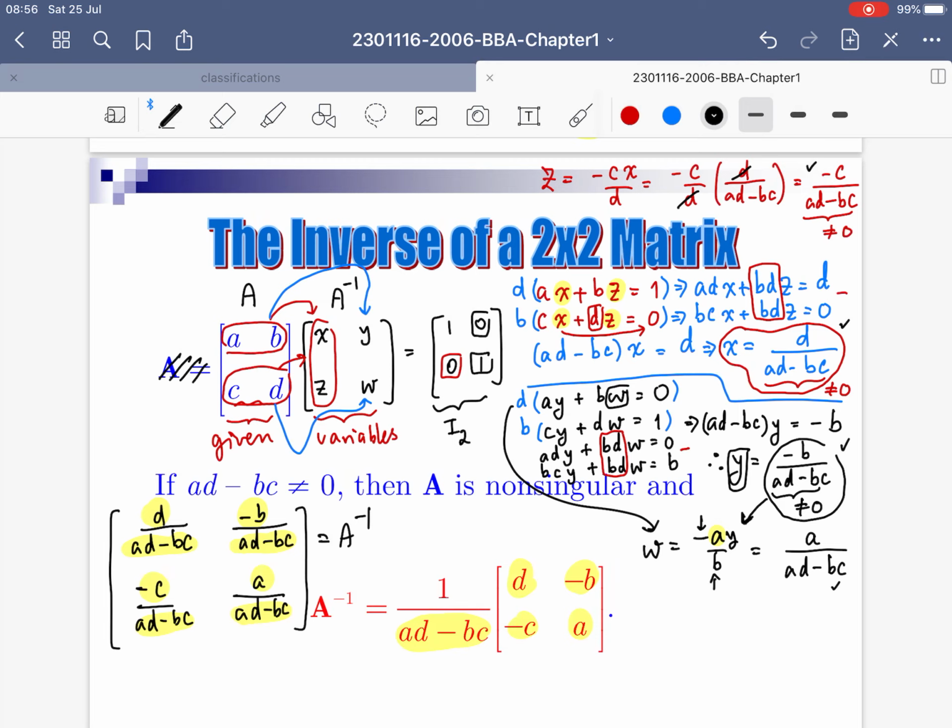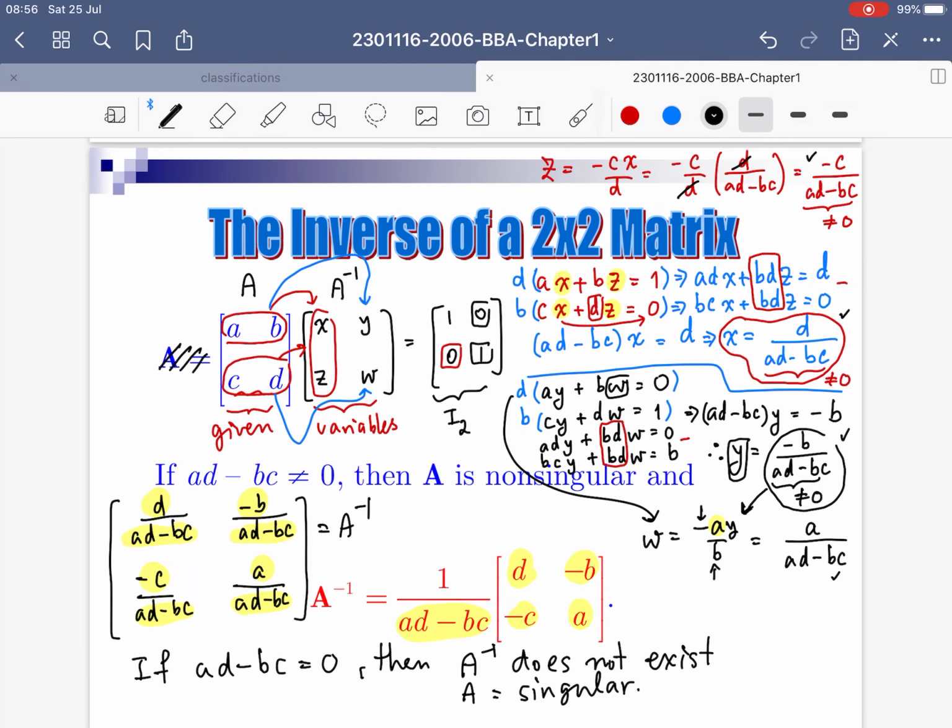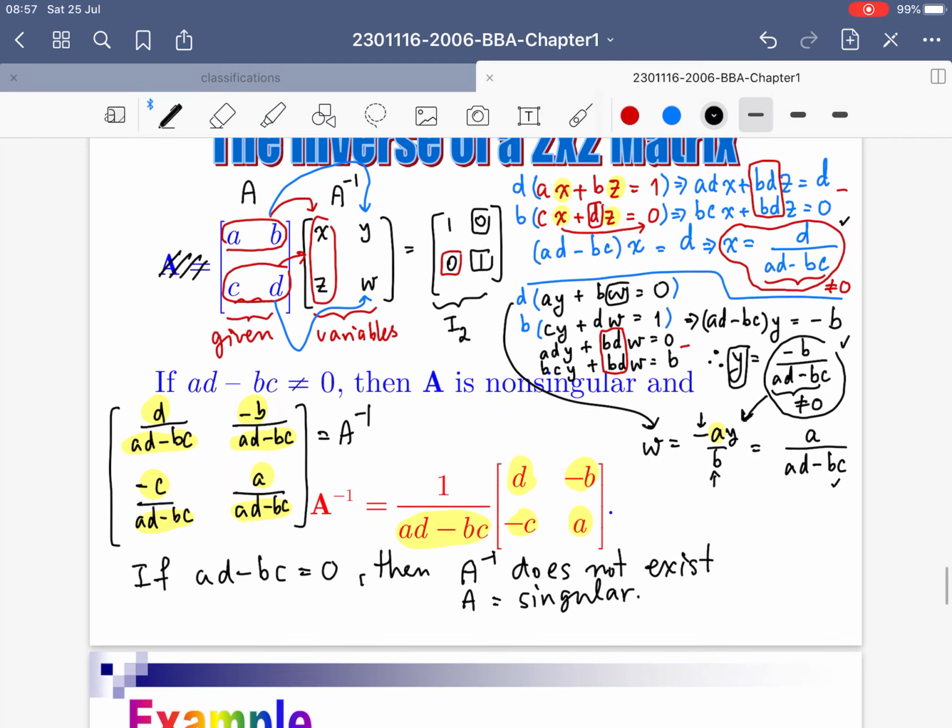Of course, if your AD minus BC equals 0, then the A inverse does not exist. You cannot find the A inverse, and then your A is called singular. So there's no A inverse. It is singular, just like that.